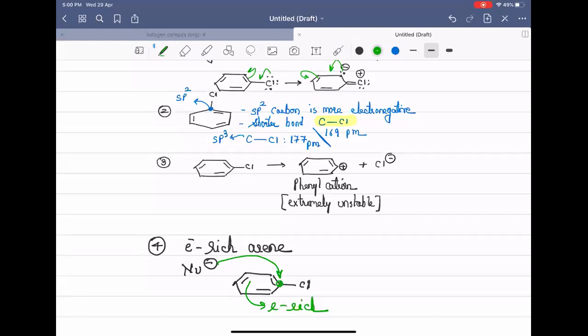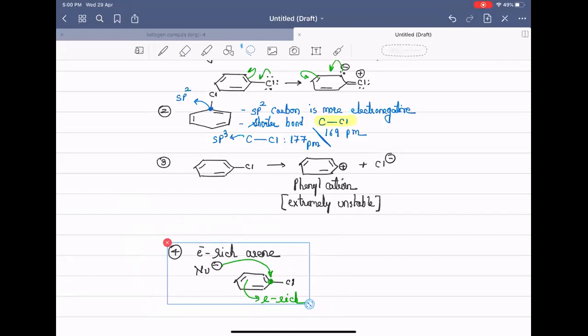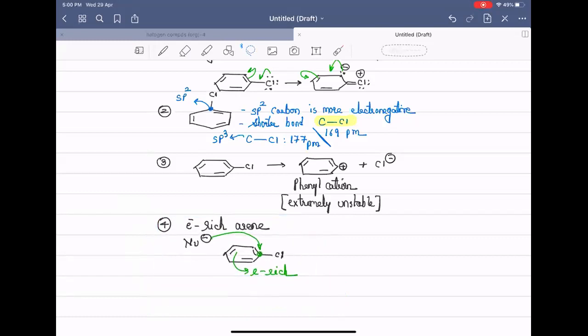Now, the nucleophile itself is also negative. The ring also is rich in electrons. So they too would repel each other, and the nucleophile would find it very difficult to reach this carbon. So all these 4 reasons would make such reactions extremely difficult, right?